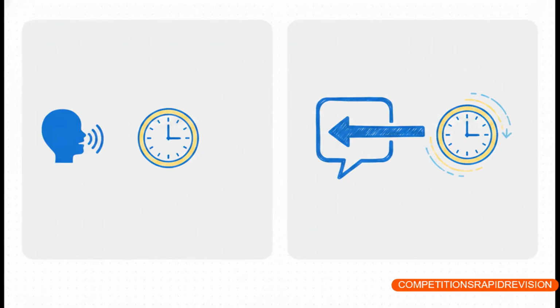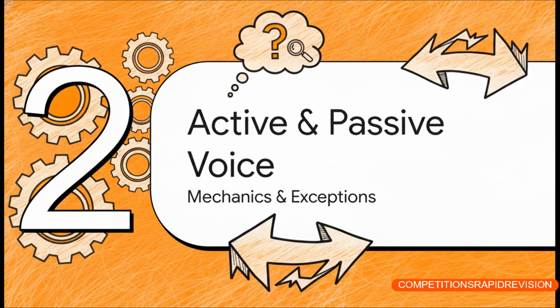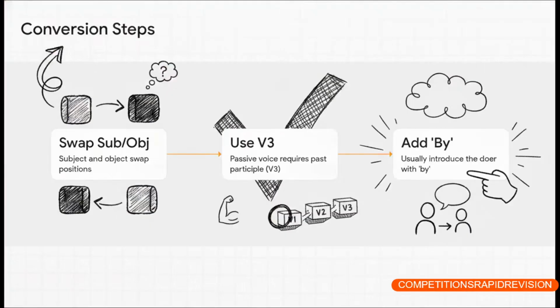Present becomes past. Just lock this single rule into your brain right now, because honestly, this one difference is going to help you dodge about 50% of the examiner's traps. Moving on to Section 2, Active and Passive Voice Mechanics and Exceptions. Let's do a rapid-fire breakdown of the core mechanics here.